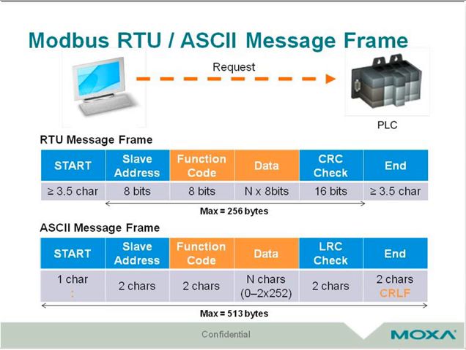Since there may be multiple slaves, the slave address is used to specify a target slave ID to respond to this request. The function code tells the slave what to do, to read or to write. The data tells the slave where it should start to read data or write to the internal memory. And the CRC check or LRC check is for checking if there is anything wrong with the data of the request command.